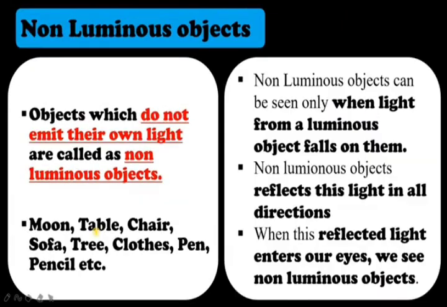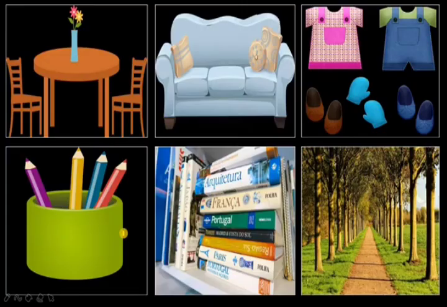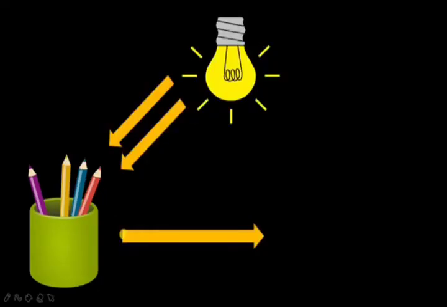Next is non-luminous objects. Objects which do not emit their own light are called non-luminous objects. What are non-luminous objects? The moon, the table, chair, sofa, tree, clothes, pen, pencils, etc. Look at here. Will they produce any light? No. So, these can be considered as examples of non-luminous objects. This is the pencil stand. So, the pencil stand is a non-luminous object.